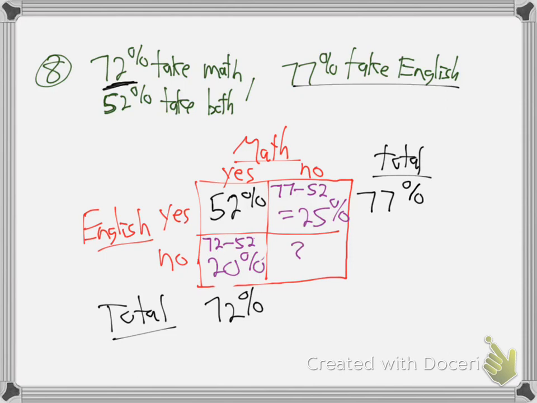Now, how am I going to get that right there? Got to add it to 100, doesn't it? Yeah, we have to have 100% in all the boxes. So we got 52, 25, and 20 right now. What's that? 97. So it only leaves 3%. So now we're ready. All that's just the build-up, to get ready to answer the questions. So now we're ready to answer the questions.